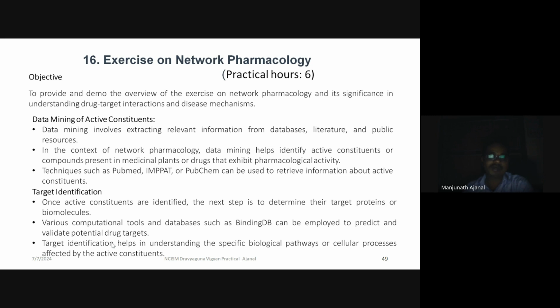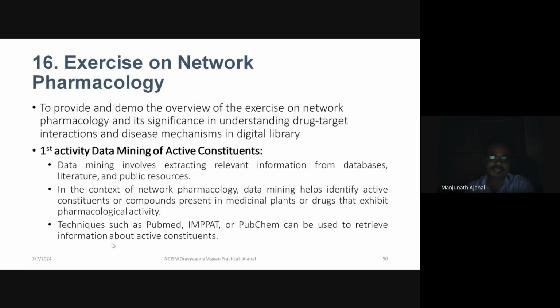The objective of this particular practical is to provide a demo and overview of the exercise of network pharmacology, and to understand drug-target interactions and disease mechanisms. This will include 4 activities. The first activity is data mining and active constituents. Data mining involves extracting relevant information from databases, literature, or public resources. For example, the components or bioactive compounds of the particular drug or plant need to be collected from online resources like PubMed, IMPPAT or PubChem.